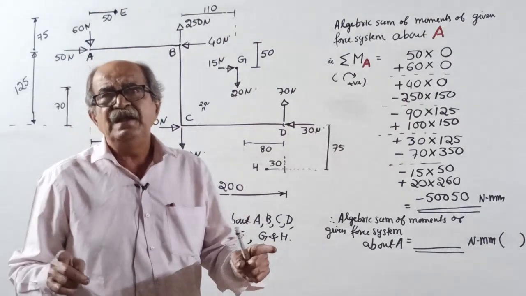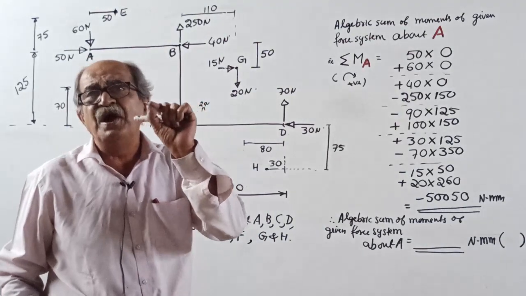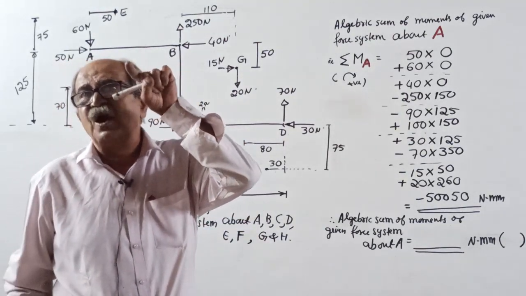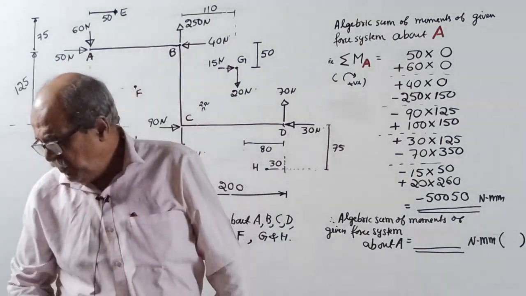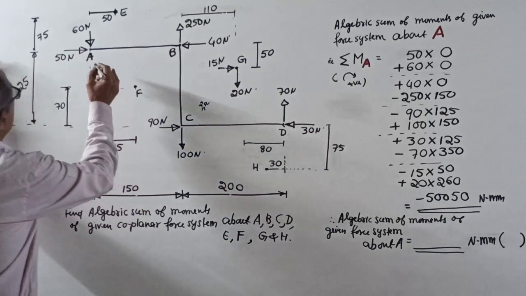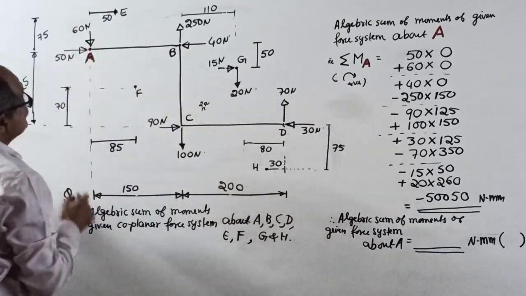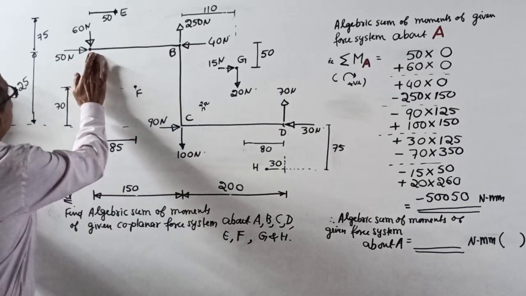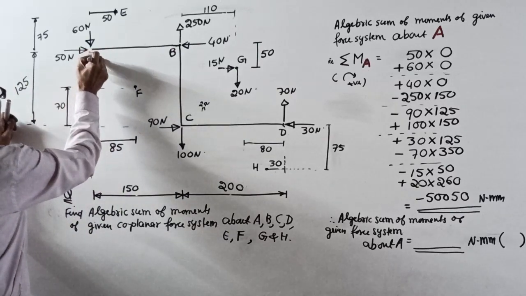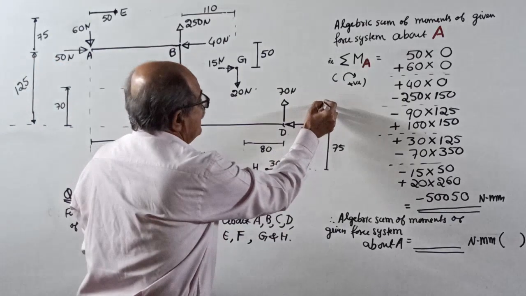When you find moment, this is the last time I am telling: about which point you want moment, you should consider that point as the pivot point. Today I will first take moment about A. I will make A red color here. Only in the beginning it is not given, a little later, because right now the question is not given. Okay, I will put a solid red dot there.